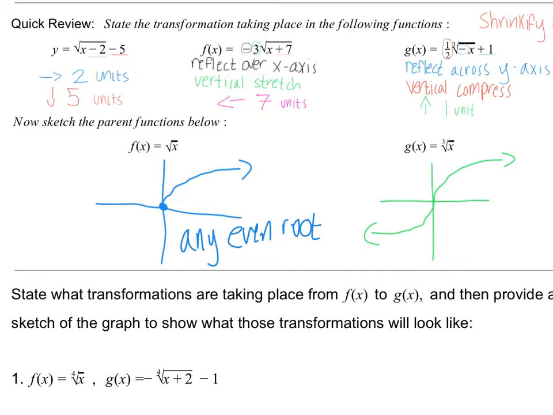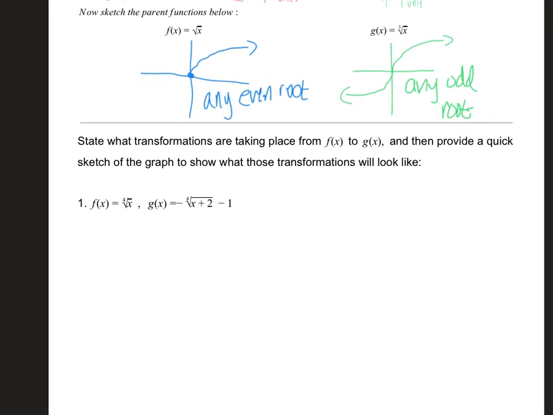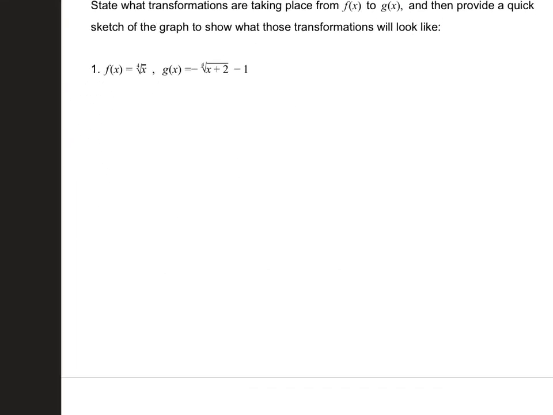It's going to be a little bit squished, but that's okay. The basic shape is the same. And same thing for over here. Any odd root is also going to look the same there. Any odd root is going to be just fine. It's going to look the same. It's going to be a little bit more squished, but the basic shape is the same. So those are the only two we really need to know in order to continue on.